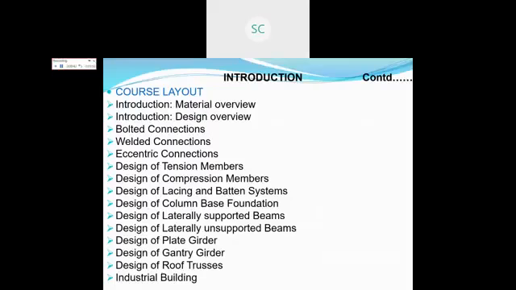And so mainly we are providing the bolted connection and welded connection. Other connections are also there. So we'll discuss it later on. Then eccentric connections, design of tension member, design of compression members, design of lacing and batten systems, design of column-base foundation, design of laterally supported beams, and design of laterally unsupported beams.